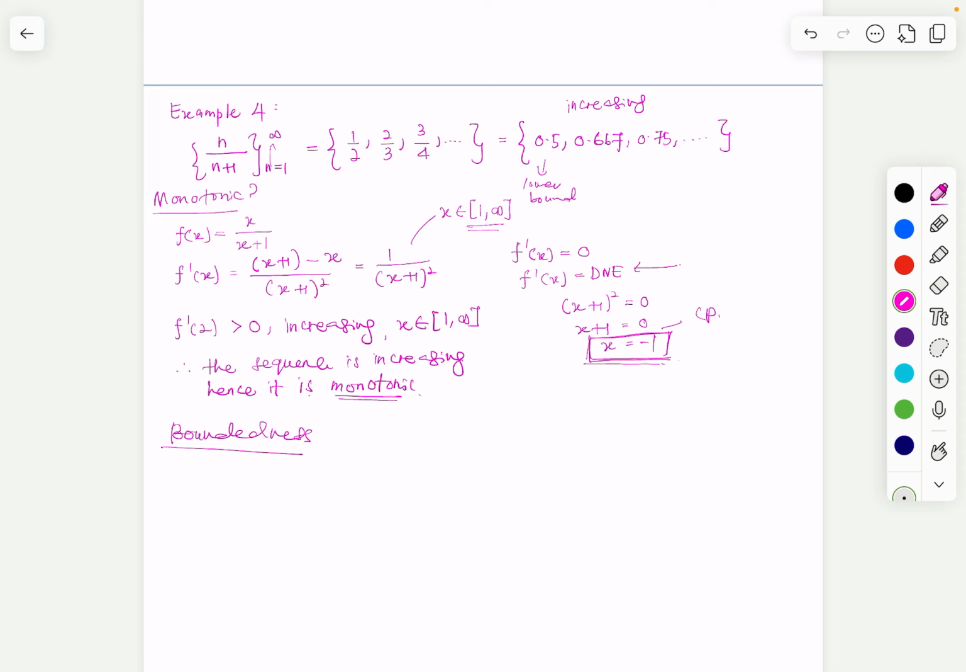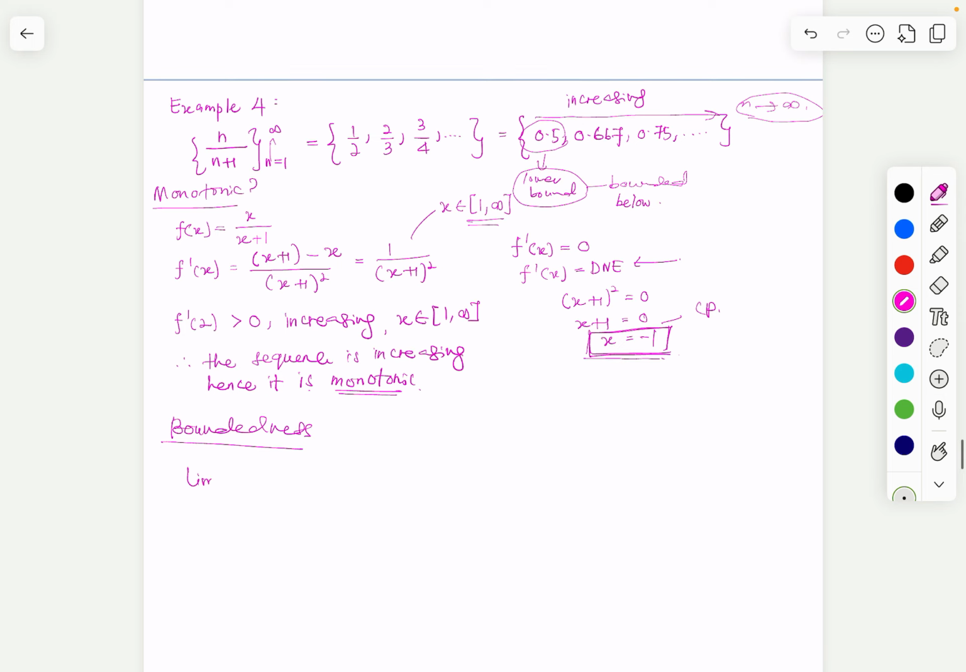Okay, so look back at this expansion for the sequence. Now it is confirmed to be increasing and monotonic. You know that it goes from bigger number to smaller number as n approaches infinity. So you know that this 0.5 is confirmed to be the lower bound. So the sequence has been proven to be bounded below. Now we want to check if it is bounded above or not. To check that, we check the limit as n goes to infinity of n over n plus 1.